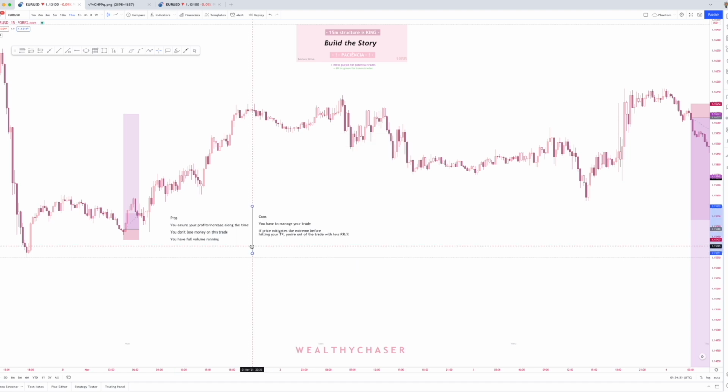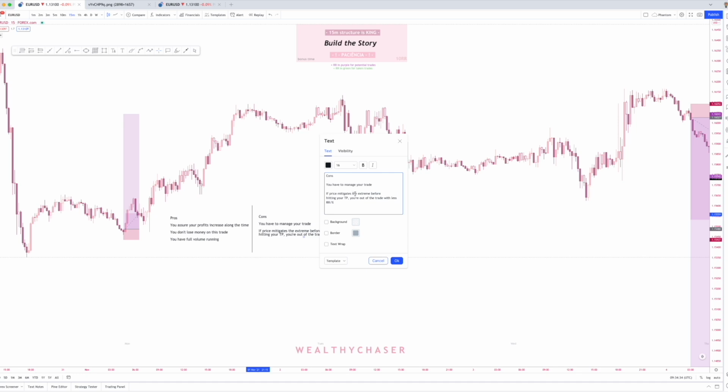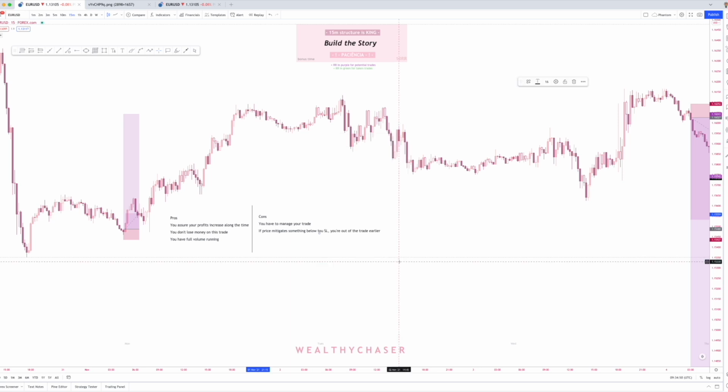Another con is, again, you have to manage your trade. And if price mitigates something below your stop loss, you're out of the trade earlier. So yeah, basically this is it.